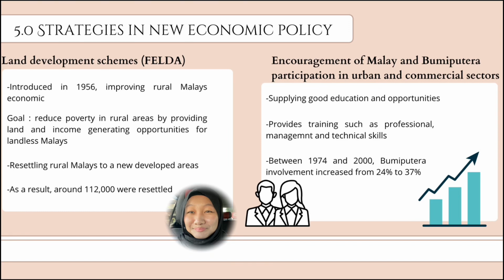And between 1974 and 2000, the Bumiputra involvement increased from 24% to 37%. Through this statistic, we can see that the Malays and Bumiputras had adopted efficiency and competence throughout the years, and this is done with the support of the government.